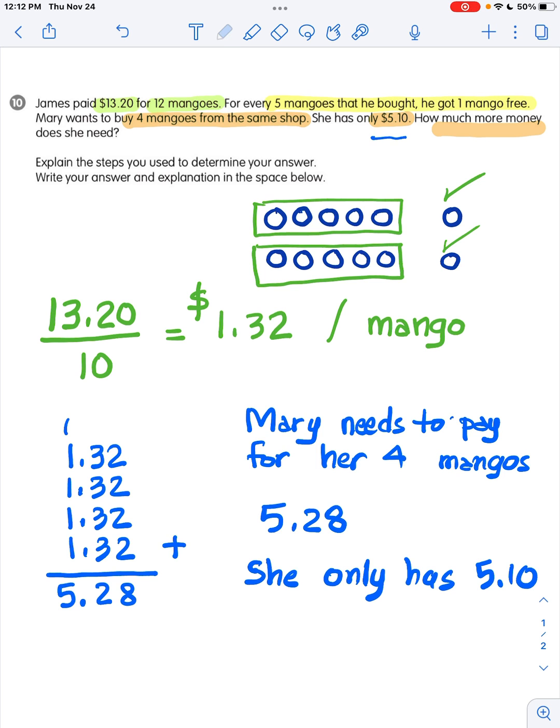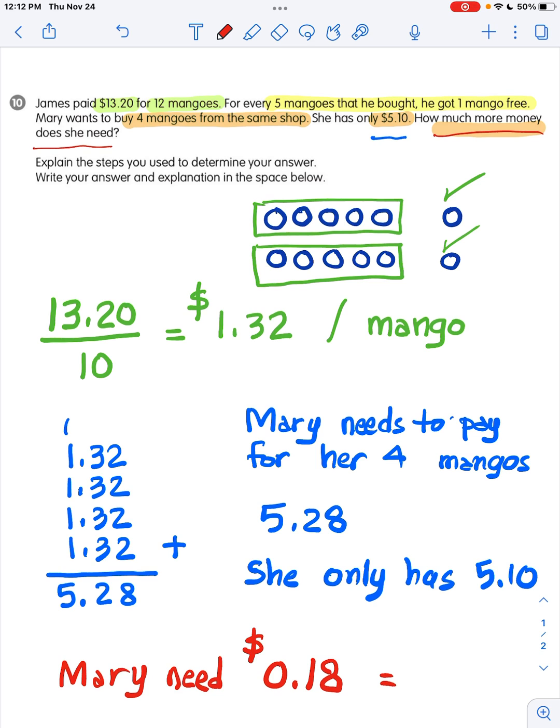So how much is Mary short? How much more money does Mary need? So Mary needs to make up the difference. What's the difference between 5.10 and 5.28? If you said 18 cents, then you are correct. Or you can also write it as $0.18. Does that make sense? Again, always put a box around the final answer, and that is how much Mary needs. And we explain the steps.